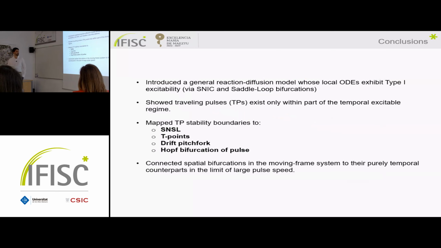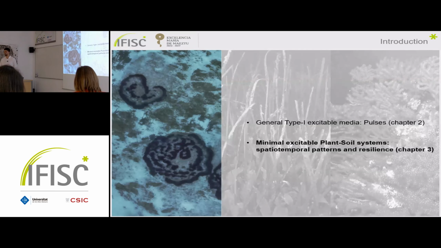So this is the end of the presentation of chapter 2. We introduced this general reaction-diffusion model, whose ODEs exhibit type 1 excitability. We saw that traveling pulses exist in a part of the excitable regime. And we mapped the stability region of the traveling pulses, with boundaries corresponding to bifurcations such as the separatrix loop, T-point, drift pitchfork, and Hopf bifurcation of pulses. And finally, we connected the spatial bifurcation with its purely temporal counterpart. So this is the end of the first part of this talk.